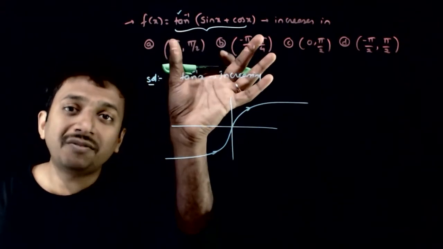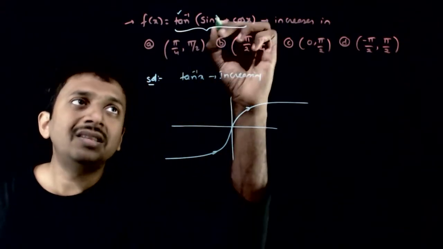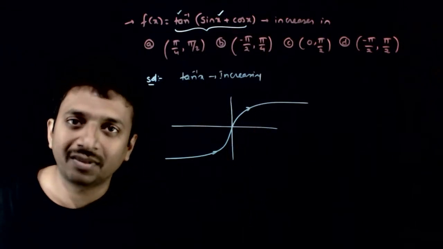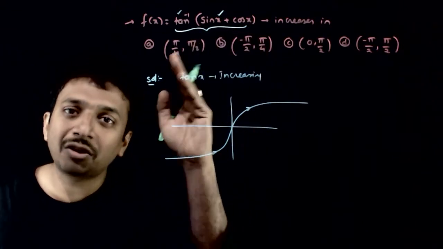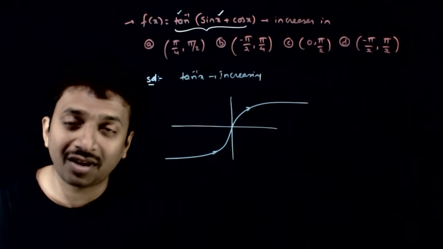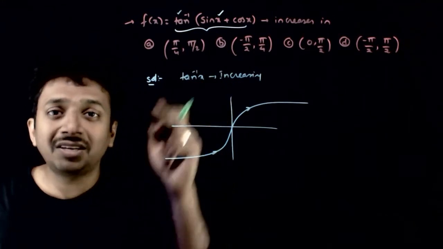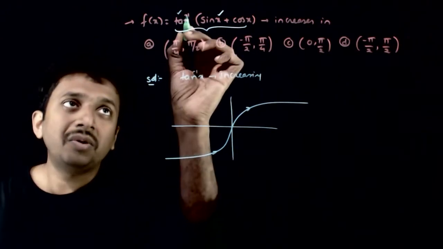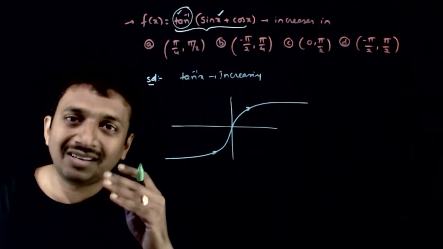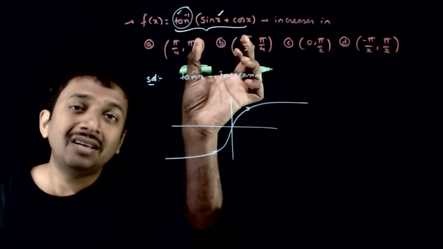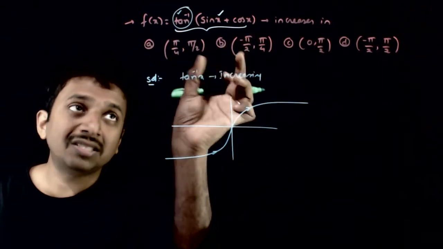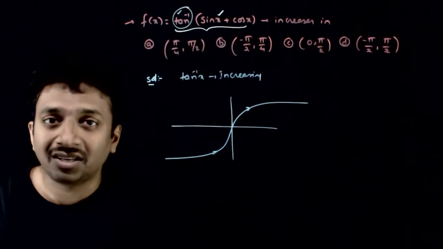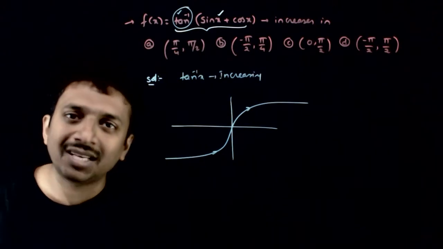So if the composite function has to be increasing, the inner function should also be increasing. If both the functions are increasing, the composite function is increasing. Or if both the functions are decreasing also, the composite function is increasing. So the outer function is increasing. Hence, this composite function will be increasing whenever the inside function is increasing. So you just need to analyze sin x plus cos x.